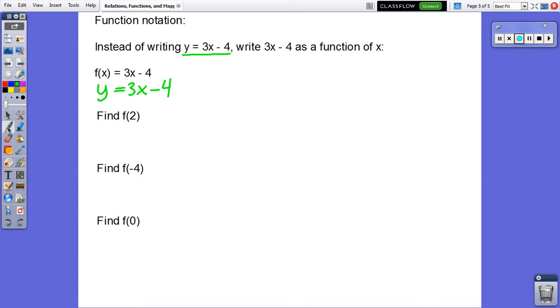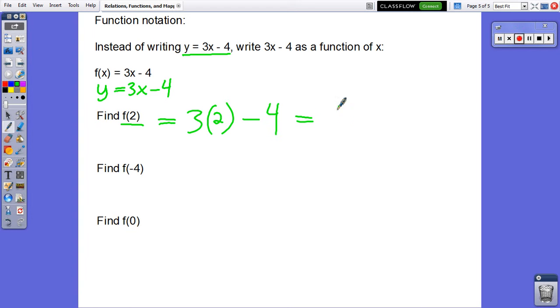One of the advantages of function notation is I can very simply tell you to plug something into a function. So if I tell you that f of x is 3x minus 4, and then I say find f of 2, that means take 2 and plug it in for x. So what we would do is take our 3x minus 4 and rewrite it, but instead of writing x, we're going to write 2. We're going to plug 2 into the function.